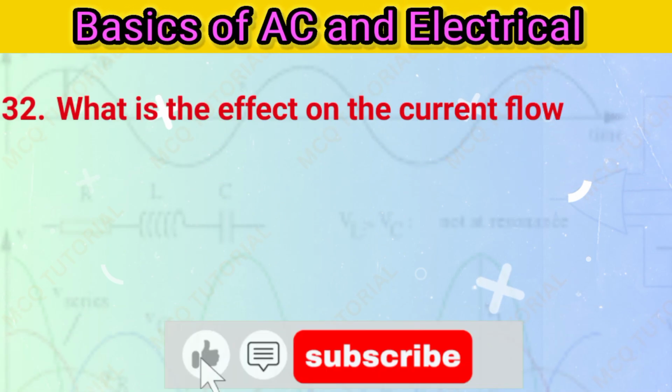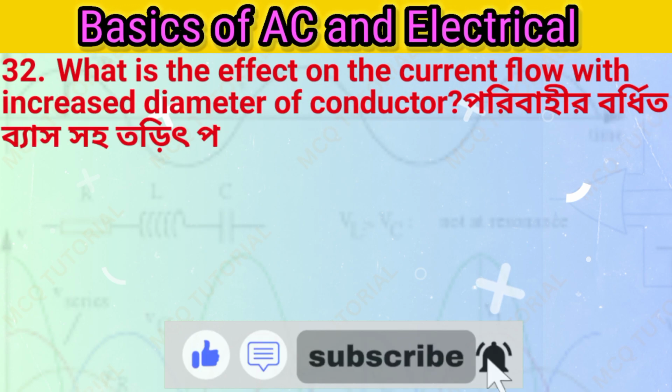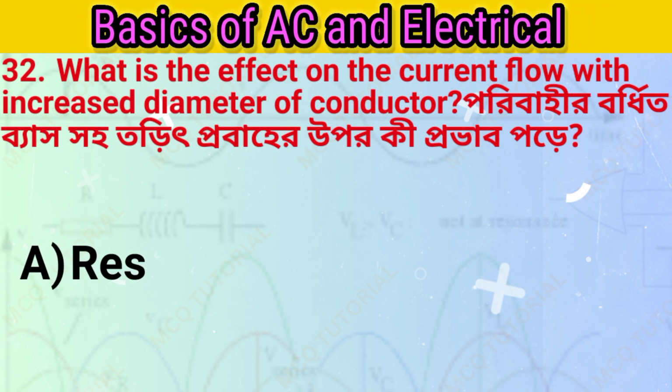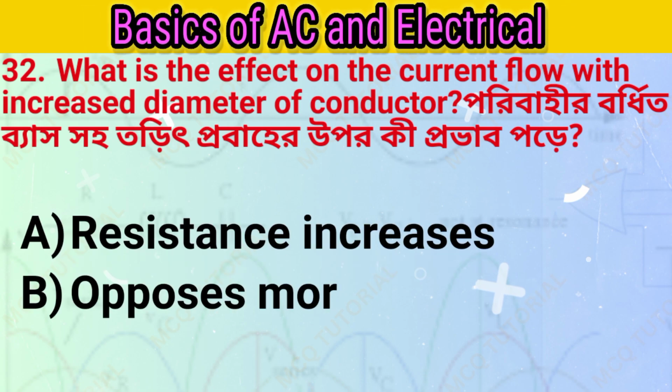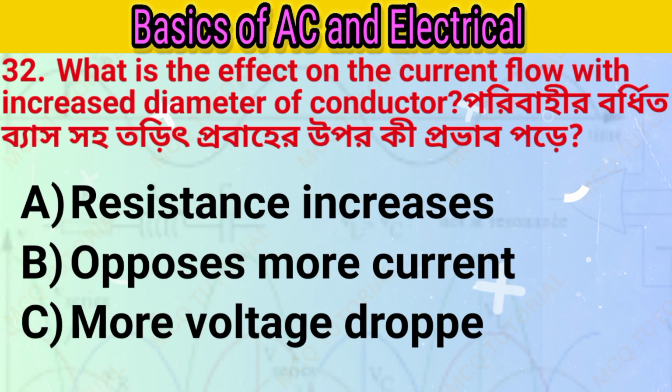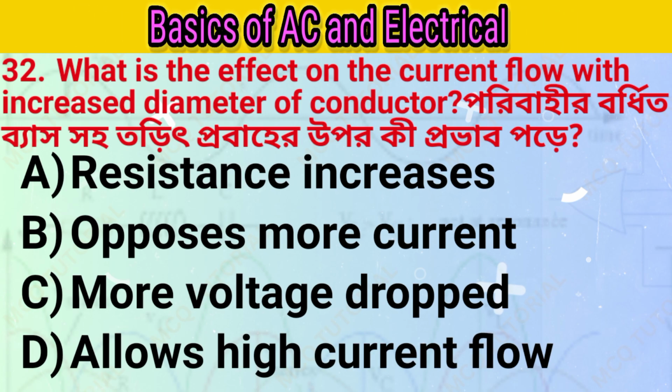Question 32. What is the effect on the current flow with increased diameter of conductor? Option A resistance increases, option B opposes more current, option C more voltage dropped, option D allows high current flow.